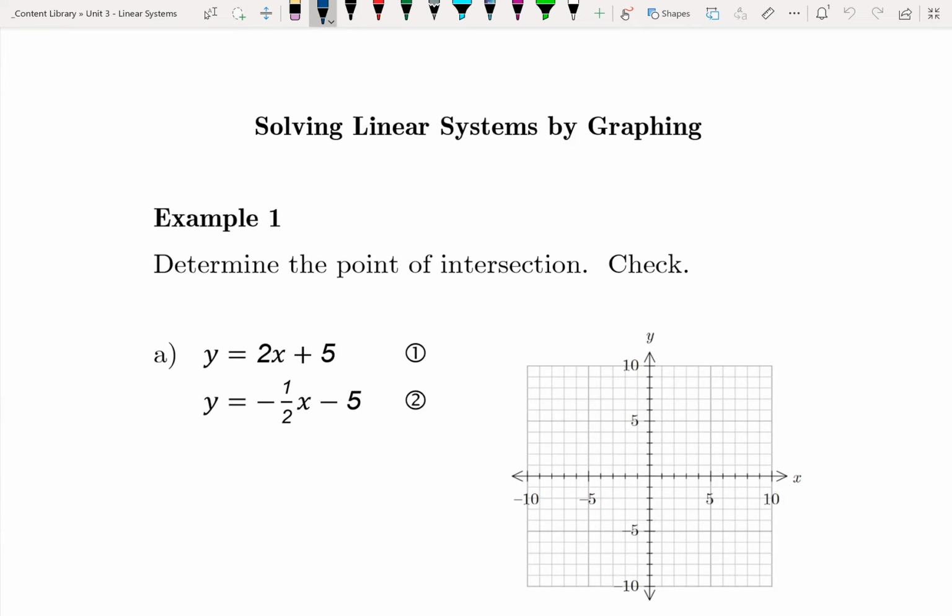In today's note, we're going to be looking at solving linear systems by graphing. So what it means when we're saying solve linear systems is that we are trying to find the point of intersection.